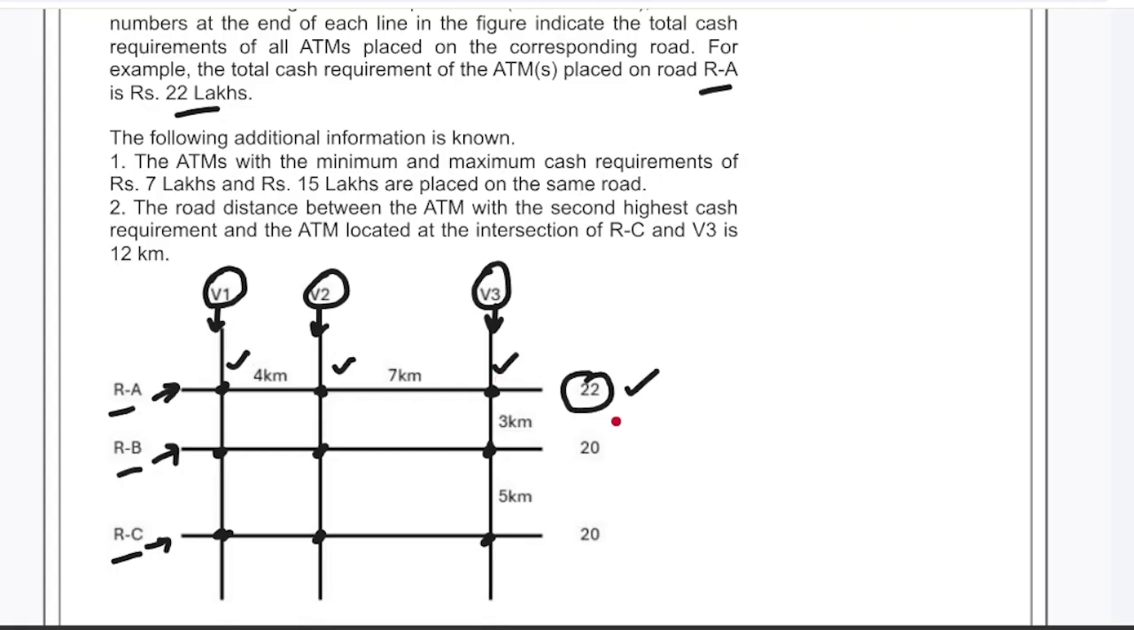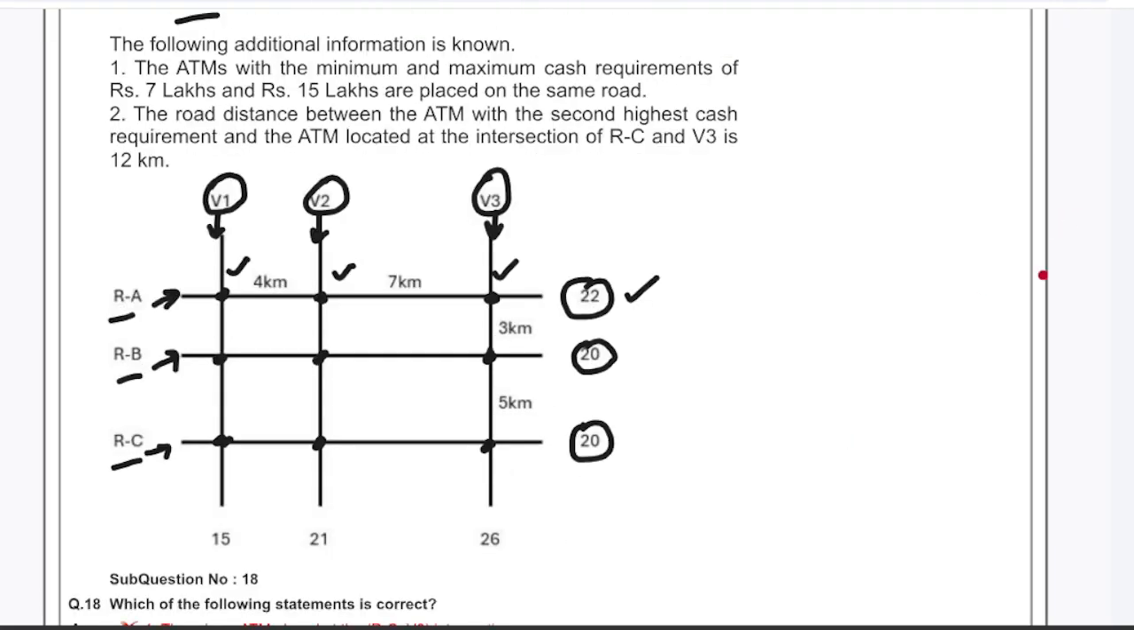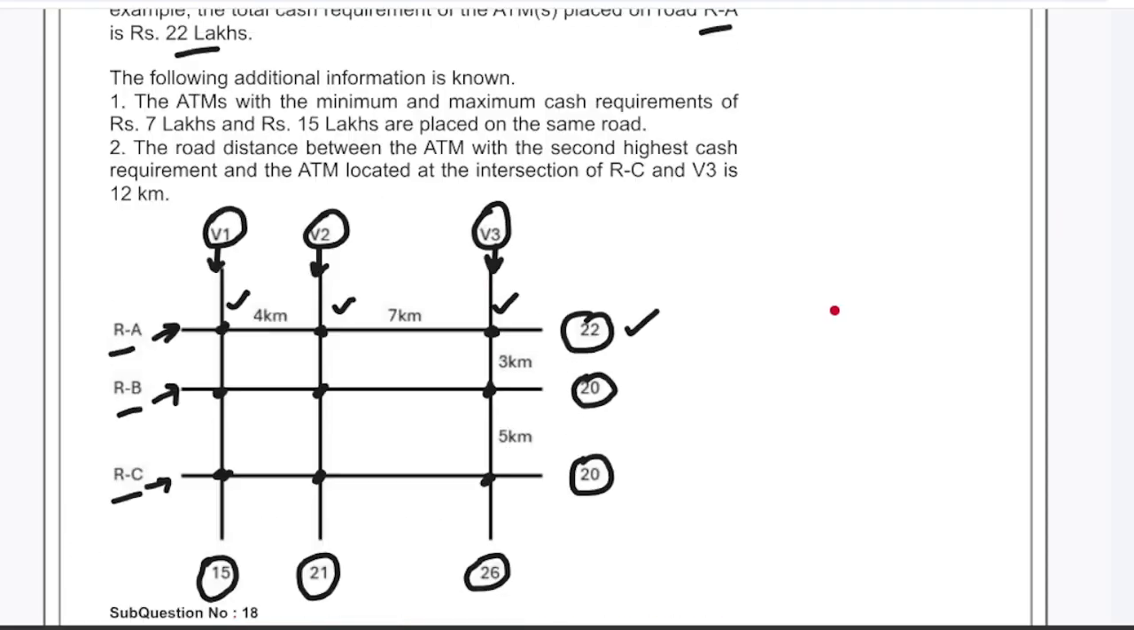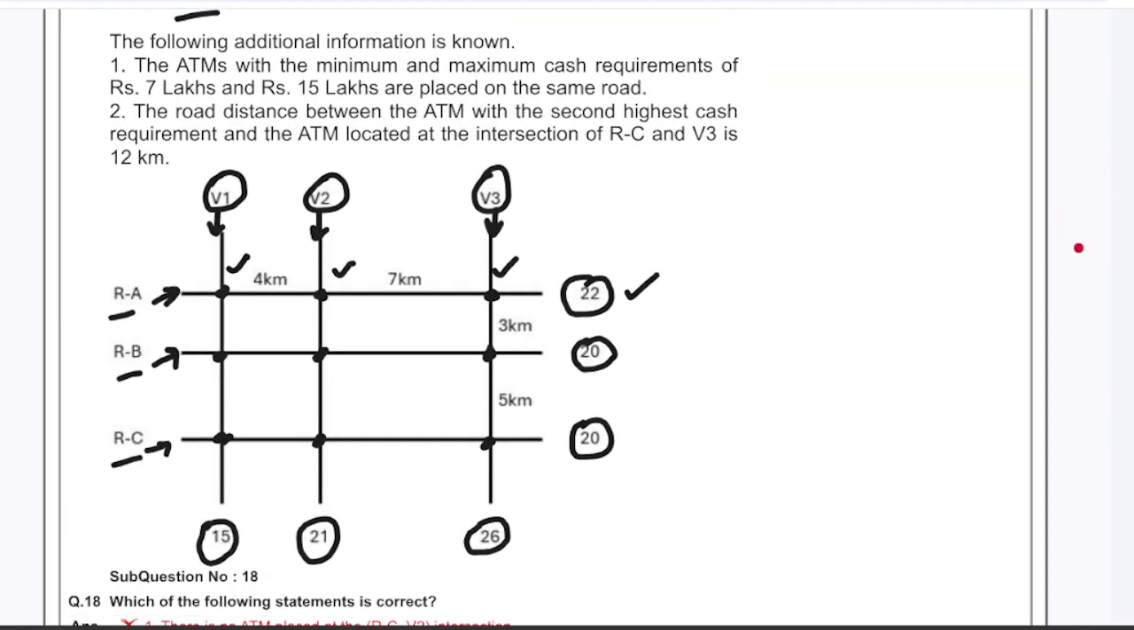Let's see that. The same way, 20 lakh should be the total of the ATMs placed at these three intersections. 20 should be the total of the ATMs at these three intersection points. Vertically also, 15 lakhs for these three intersections, 21 lakhs for these three intersections, and 26 lakhs for these three intersections. Then some more information is also given to us.